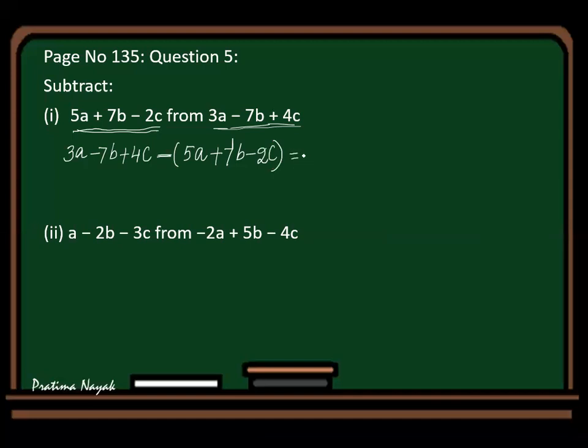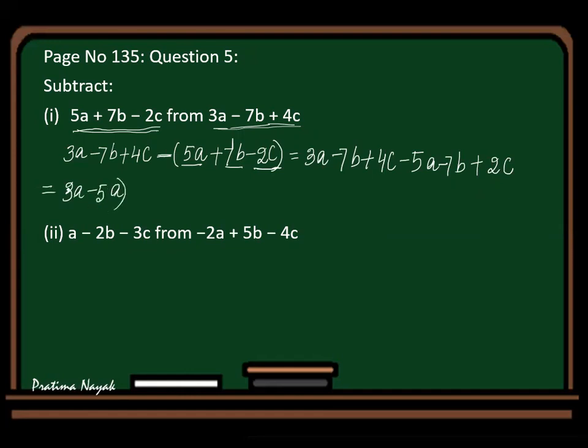Next you'll change the signs inside the bracket. When I open the bracket, I'll write 3a, minus 7b, plus 4c. Here 5a will be negative. 7b will also be negative. But 2c will be positive because it is already negative, so this will become positive. Next, I'll group them. One is 3a minus 5a, all like terms of a. Next, I'll go for b, negative 7b and negative 7b. Then 4c plus 2c. So there are 3 groups. One is a, one is b, one is c.